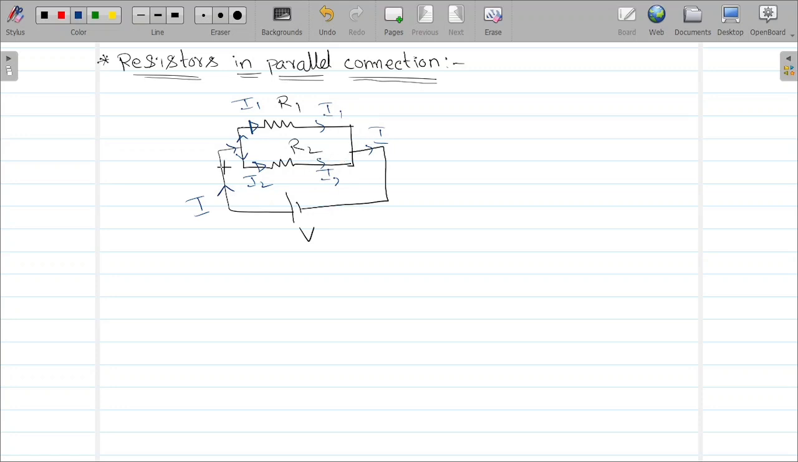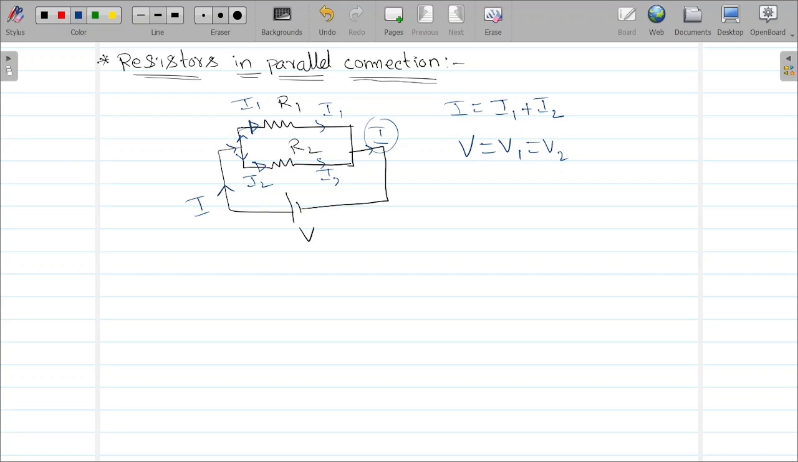For example, here I will give 10 amperes. Some amount goes here, some amount goes here. So the total current will be I equal to I1 plus I2. Again it comes to the same total current. So I equal to I1 plus I2. In parallel connection, potential is constant. V equal to V1 equal to V2. Potential is constant as the combination is parallel.